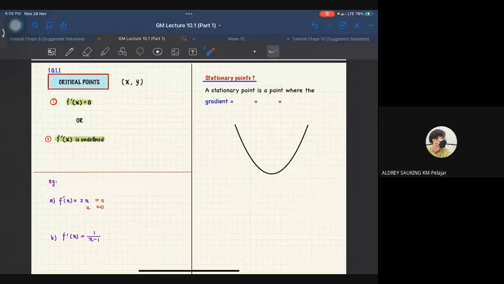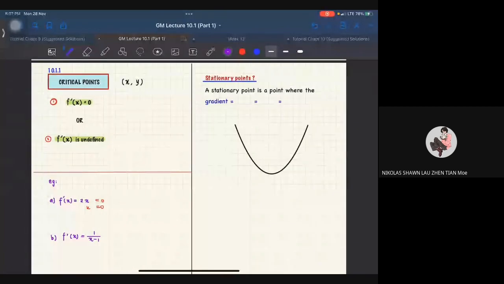Boleh faham tak soalan saya? Jadi nanti. Okay, so saya rasa saya boleh tangkap apa awak cuba nak sampaikan. I think it's mixed, right?